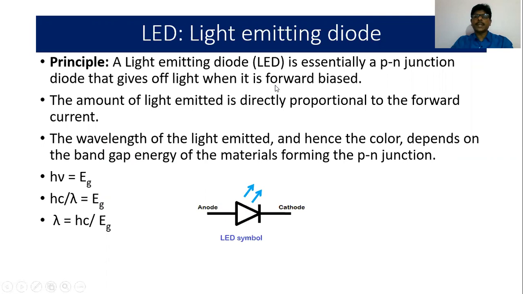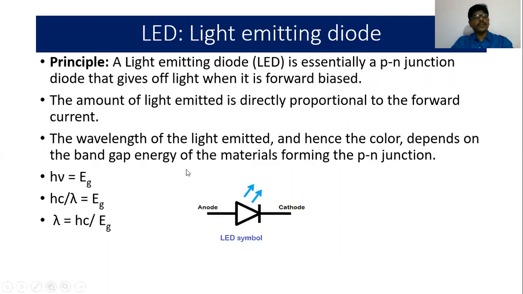A light emitting diode is essentially a PN junction diode that gives off light when it is forward biased. The amount of light emitted is directly proportional to the forward current. The wavelength of light emitted, and hence the color, depends on the band gap energy of the materials forming the PN junction. How to calculate the value of lambda?